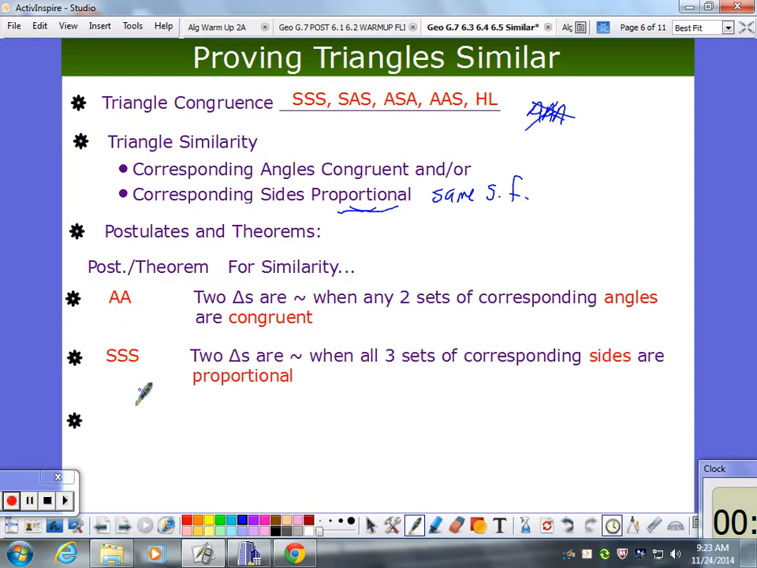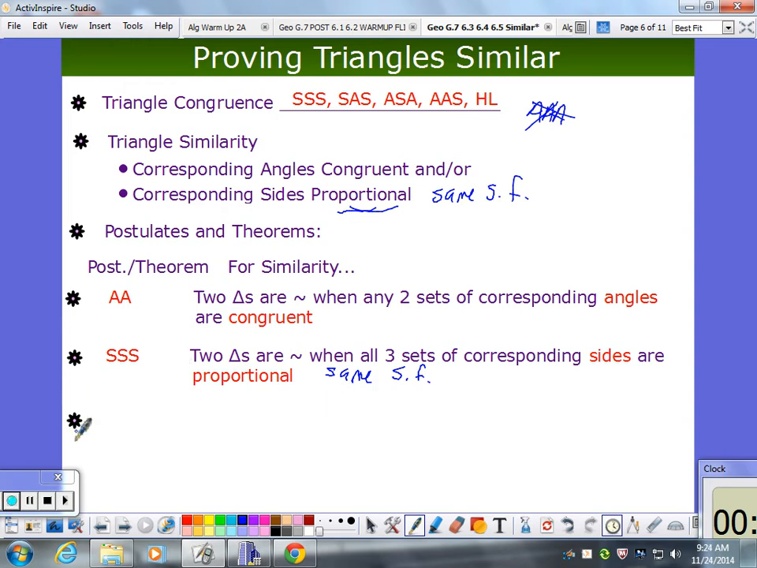We also have side, side, side. Now we don't want to confuse this with the triangle congruence side, side, side. For congruence, corresponding sides are congruent. With similarity, they are in proportion. They have the same scale factor. So if you can show that all the corresponding sides have the same scale factor, then you have two similar triangles.